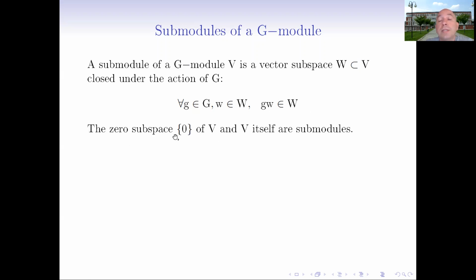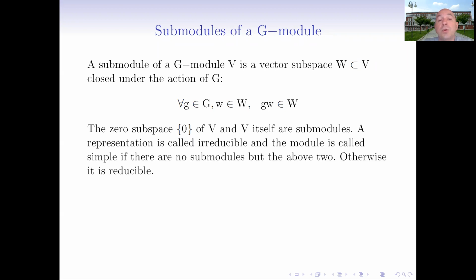The zero subspace of V is always stable under the action of G, because G is acting by linear transformations, and we know that for any linear transformation there is at least one fixed point, the zero. And V itself is a submodule because G is acting on V. But we are not interested in these submodules; they are trivial submodules, of course.